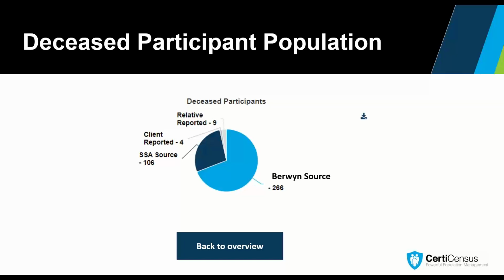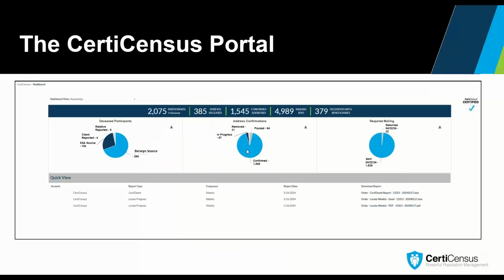When we talk about our death audit, our CertiDeath audit that comes with CertiCensus, we talk a lot about having 95% coverage. CertiCensus actually takes that up a notch. We find an additional 1 to 2% of additional deceased participants through this locate element of CertiCensus. So that gets us back to that 96.5, 97% coverage of all recent deaths. Next slide, or next pie chart.